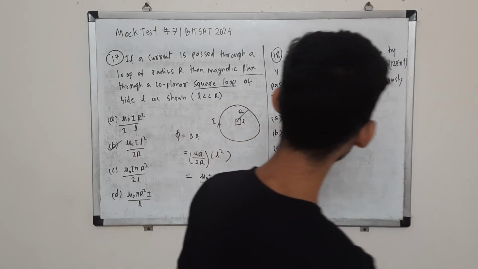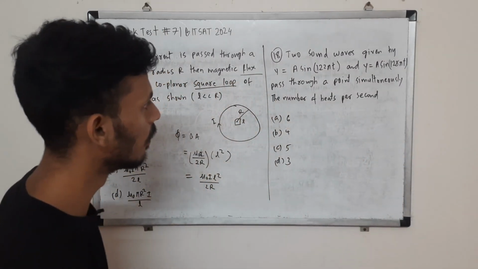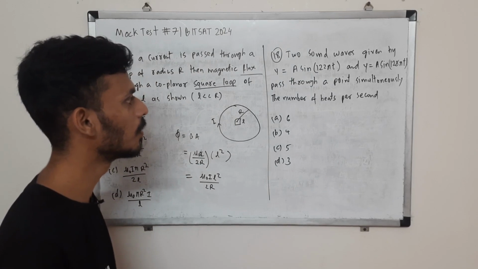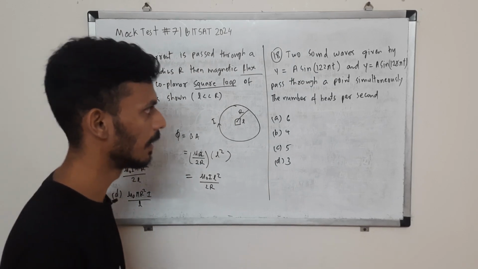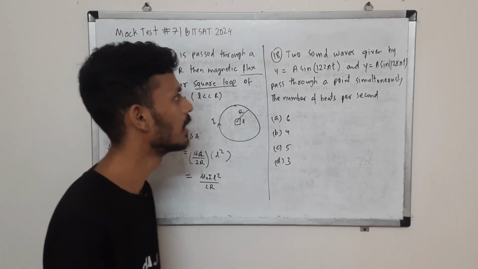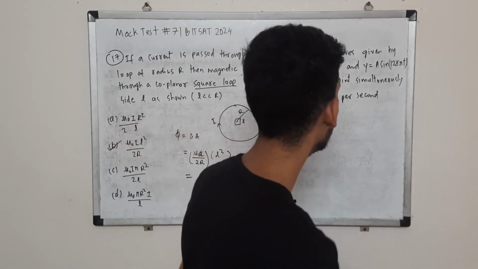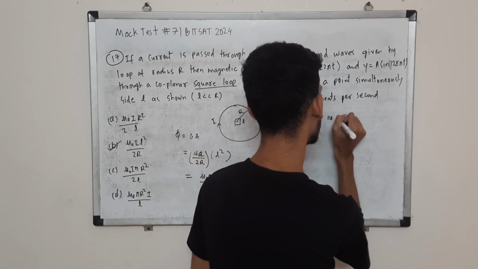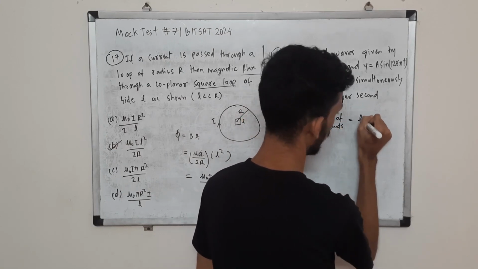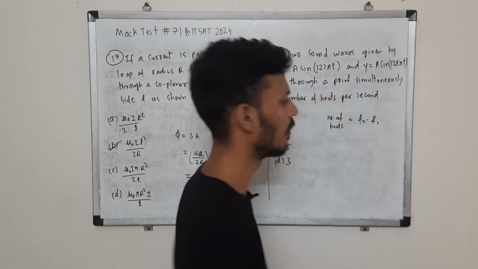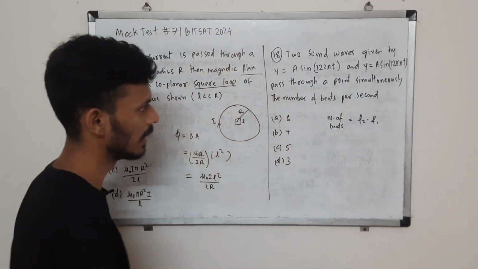Question 18, we are given two sound waves which pass through a point simultaneously. You are supposed to tell what is the number of beats per second. The number of beats is f2 minus f1, right? So the difference in the frequency gives you the number of beats.